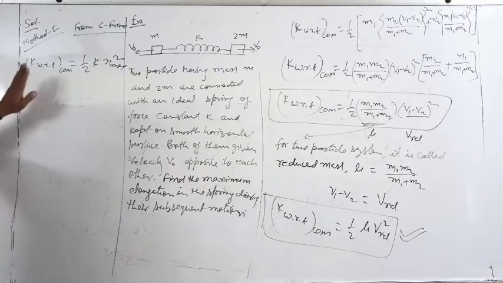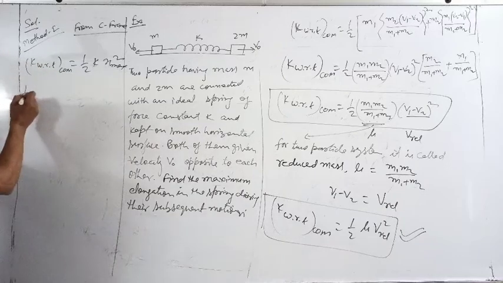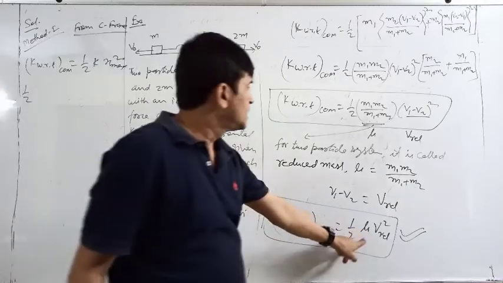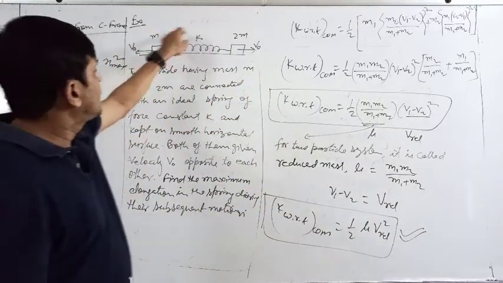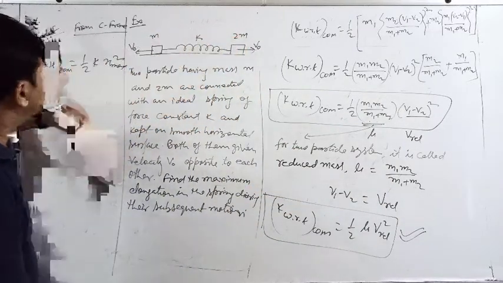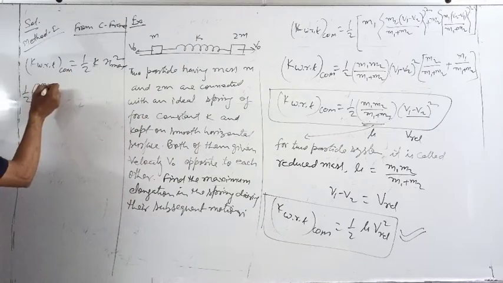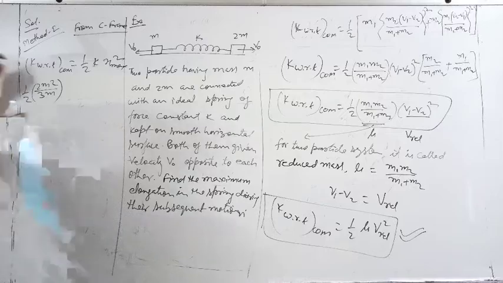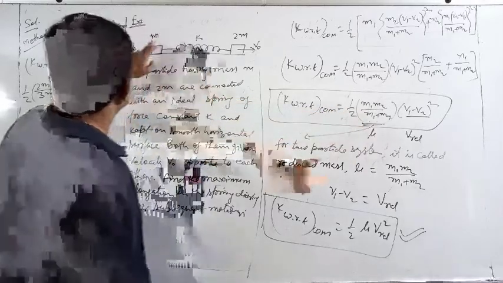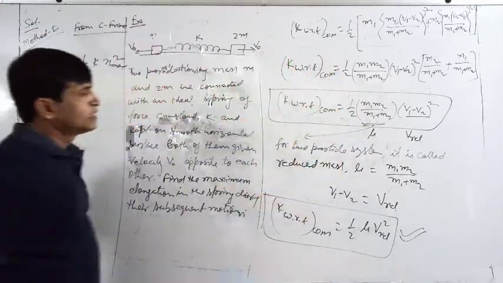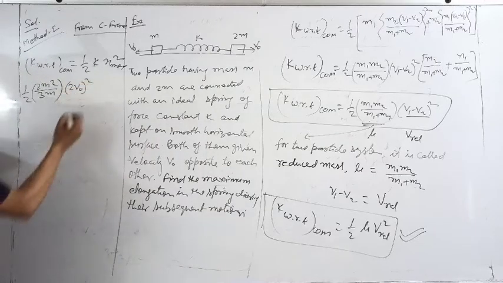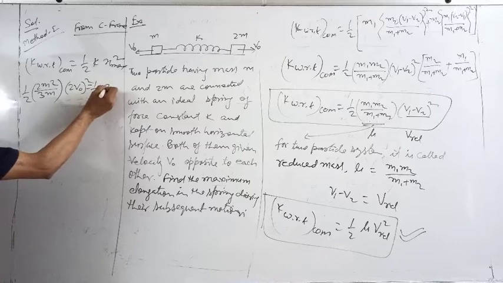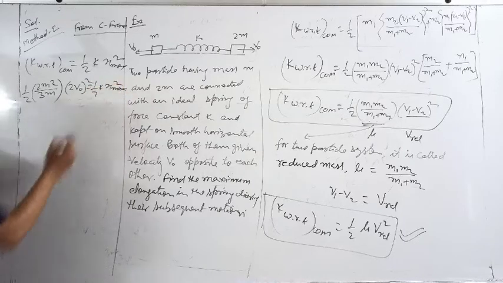Now how much is this value? Half, same formula, mu, where mu is m1 m2 by m1 plus m2. That is m into 2m, 2m square by 3m, into the relative velocity v1 minus v2 squared. This is v0 and this is v0, so the relative velocity is 2v0. So half mu (2v0) square is equal to half k x maximum square.